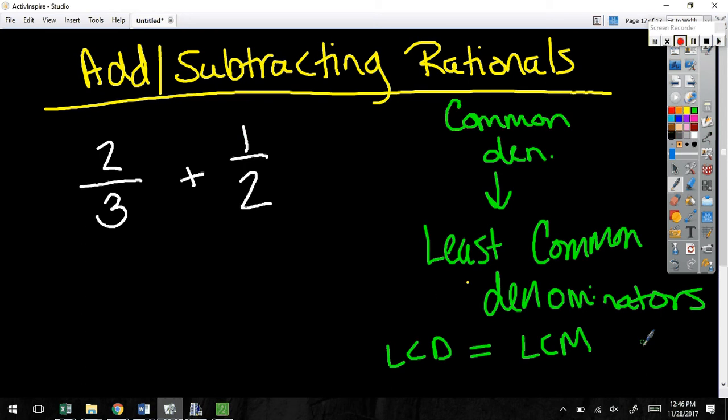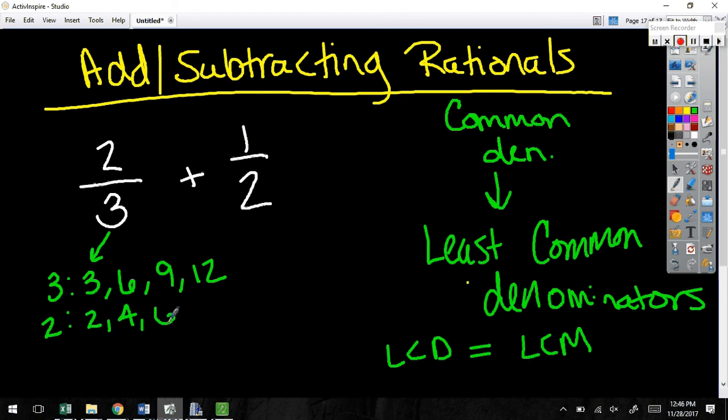Does everybody know what a least common multiple is? If I looked at 3, the multiples of 3 are 3 times 1, times 2, times 3, times 4. I'm going to stop right there. The multiples of 2 are 2, 4, 6. And I can stop because I found the smallest one that they have in common, right? Does that make sense to everybody? That would tell me I need to force the bottoms to be 6. So you have to multiply the 3 by 2 and then the 2 by 3.